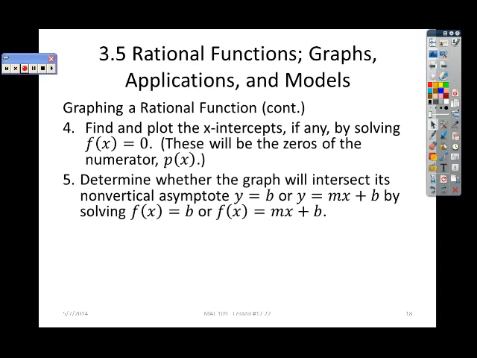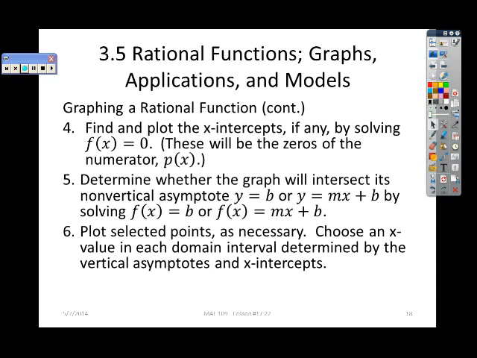We'll see an example in a minute. It'll be maybe a little bit clearer there. But you set your function equal to that and solve. If you get a real number answer, then it crosses at that value of x. If you get imaginary number answers, it doesn't cross. Then you need to plot a few more points to help you decide how quickly something rises or falls, how quickly does it get close to those asymptotes. We're going to do an example to show all these different things.